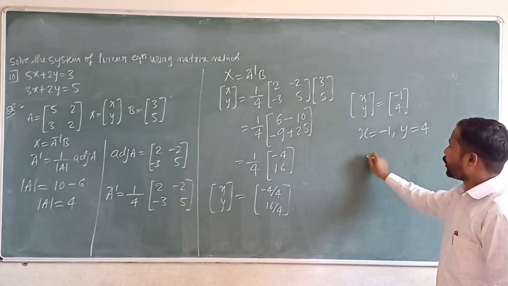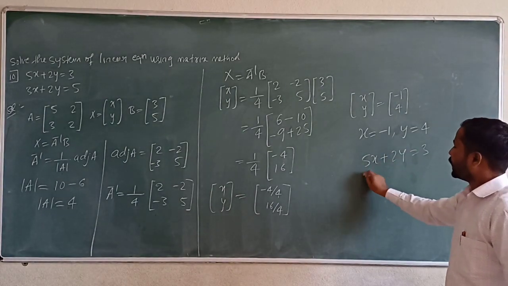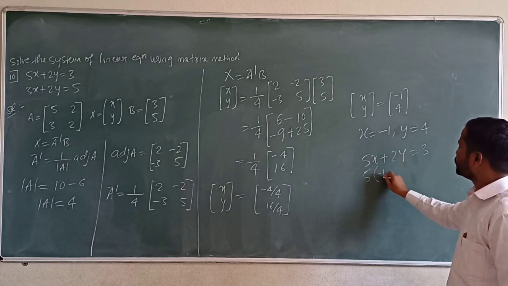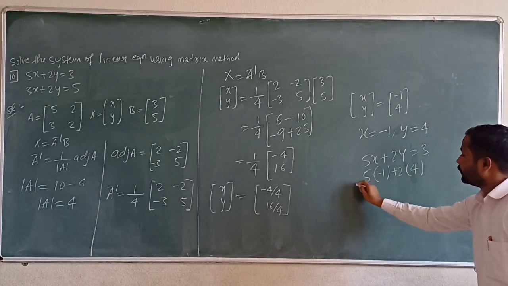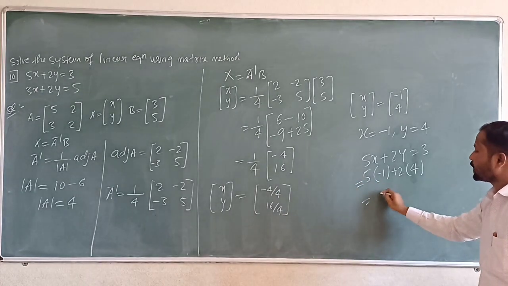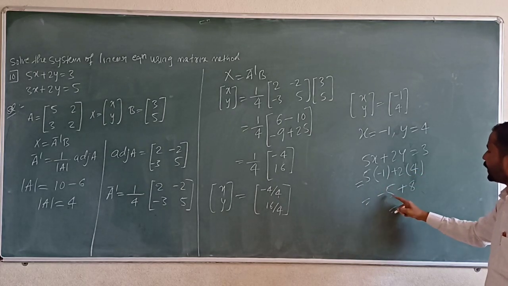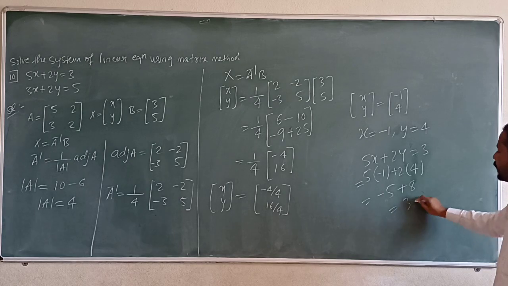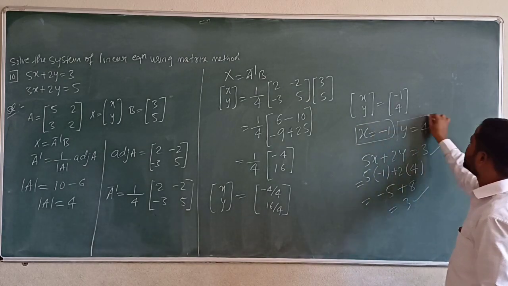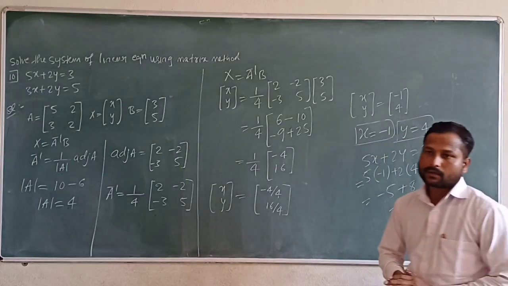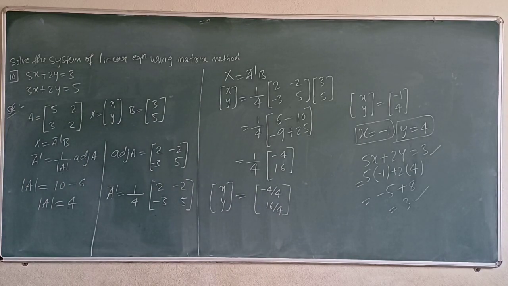Check whether my answer is correct or wrong. Take one equation here, 5x plus 2y is equal to 3. Now 5 into the x value, that is minus 1, plus 2 into the y value 4. Simplify, plus into minus is minus, 5 1s are 5, minus 5 plus 4 2s are 8. 5 minus 5 plus 8 is 3. Verified. So therefore the x value is minus 1 and the y value is 4.